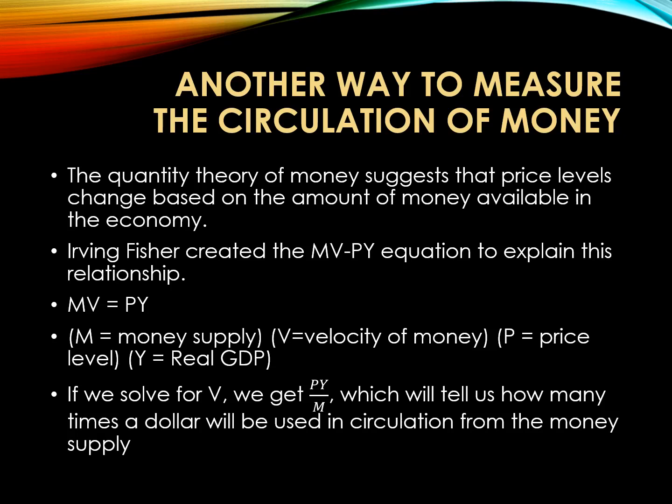So if the money supply is $1 million, then you would do 2 million divided by 1 million, and your V value would be 2. And so what that V, velocity of money, says is how many times a single dollar will circulate in the money supply.